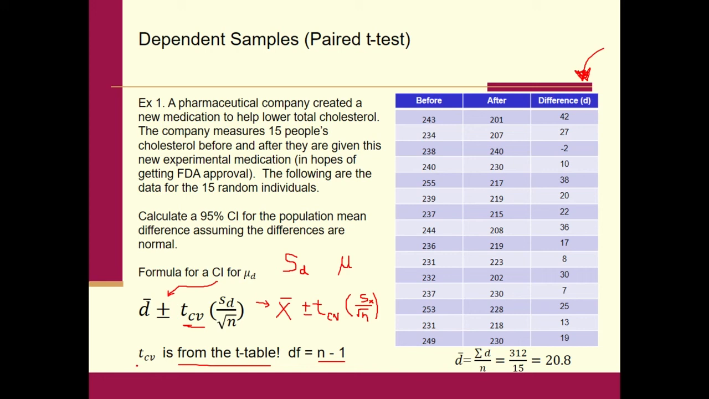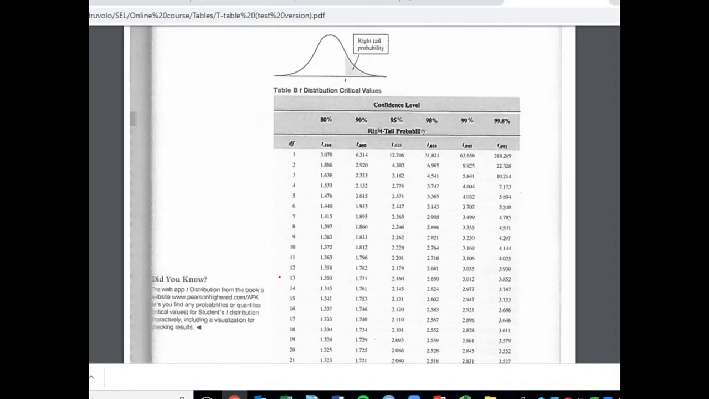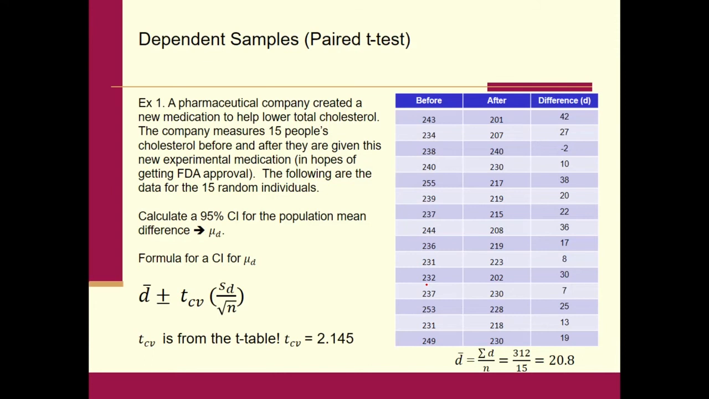So I believe that the next slide is going to look up the critical value. So let's see, we had a sample size of 15. That means our degrees of freedom is what? 14. So we have to look up 14 degrees of freedom at a 95% confidence level. All right, so 14 degrees of freedom, 95%. I got here 2.145 for a critical value.